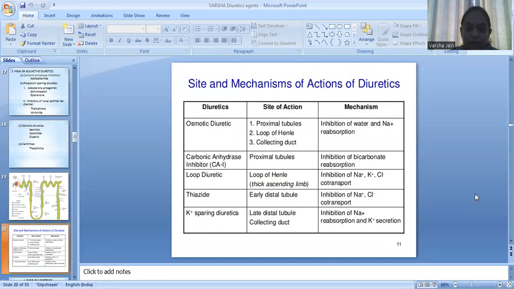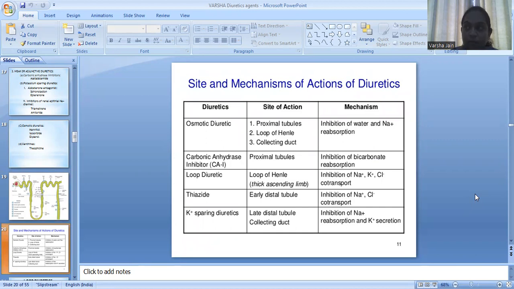The site and mechanism of action of diuretics. Osmotic diuretics: site of action is proximal tubule, loop of Henle, and collecting duct. The main mechanism of osmotic diuretics is inhibition of water and sodium reabsorption. Carbonic anhydrase inhibitors: site of action is proximal tubule, and the mechanism is inhibition of bicarbonate reabsorption.